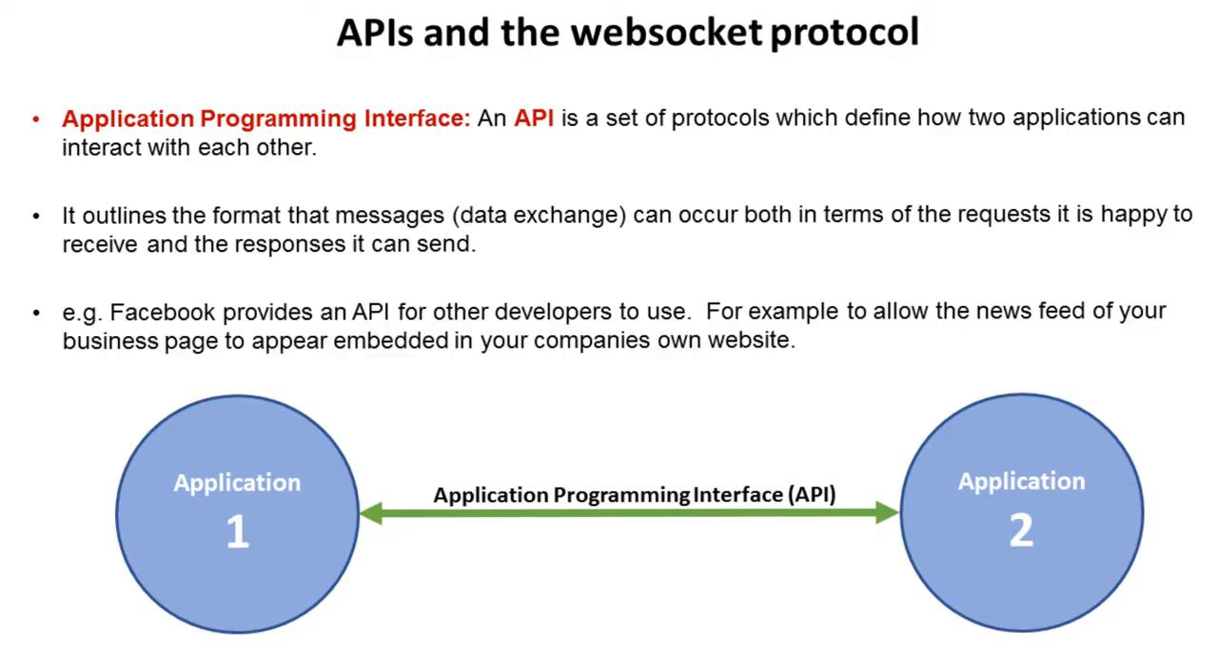So let's give a real life example. Facebook provide an API for all of its developers to use. So for example, it could allow someone to plug the Facebook newsfeed for their business and it could appear embedded directly in their company's website. They're using the Facebook API.